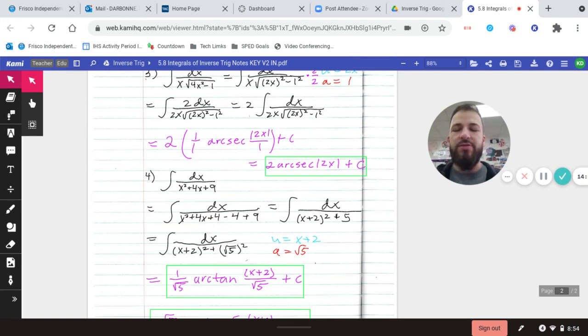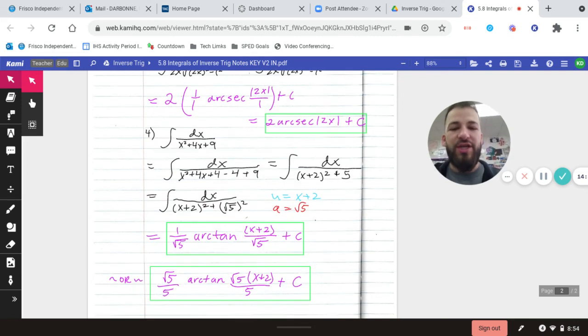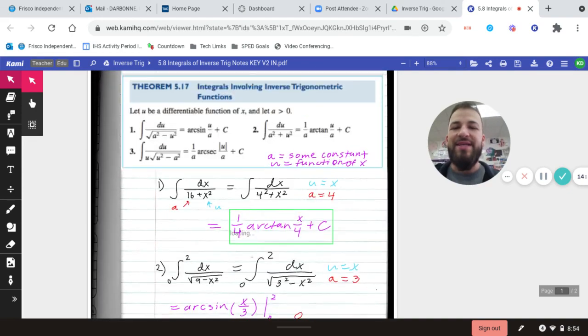They're not going to be on your quiz. They're not going to be on your test. I just wanted to throw them out there, especially for those of you really shooting for everything. I wanted to make sure we don't skip over it. But that is inverse trig integrals.